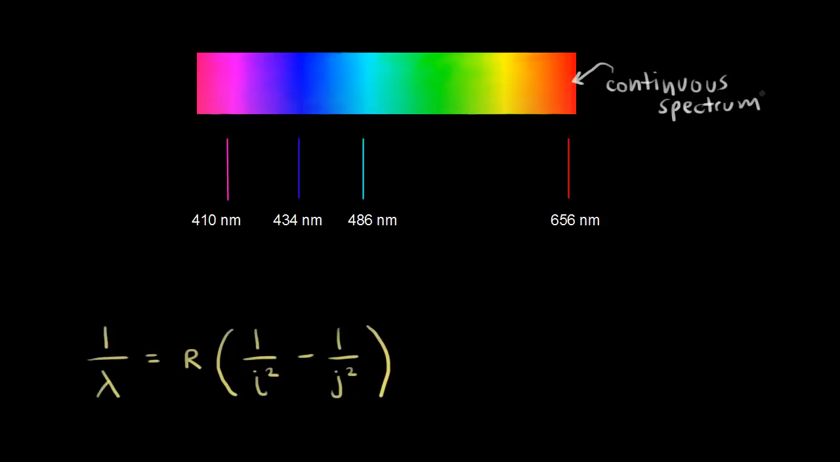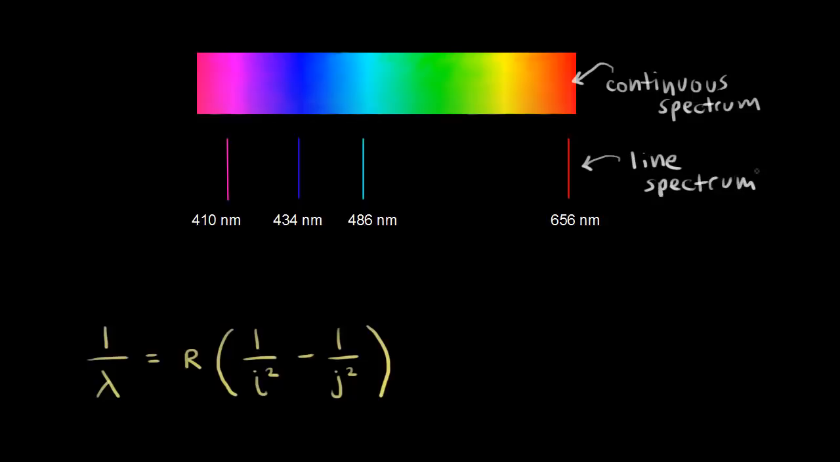If you use something like a prism or a diffraction grating to separate out the light, for hydrogen you don't get a continuous spectrum. You'd see these four lines of color. So since you see lines, we call this a line spectrum. So this is the line spectrum for hydrogen.